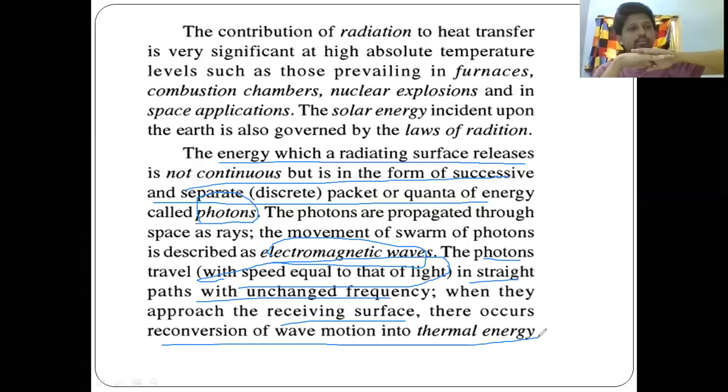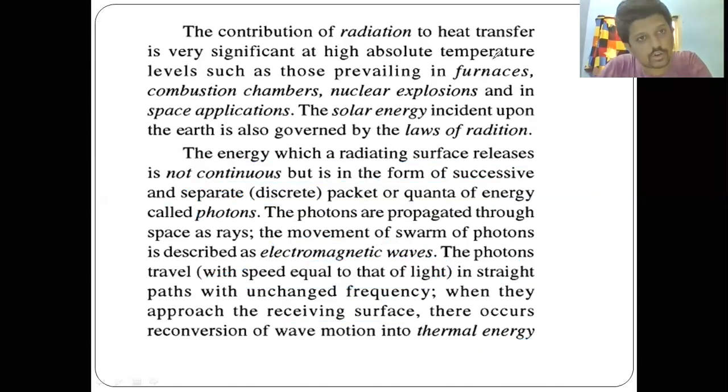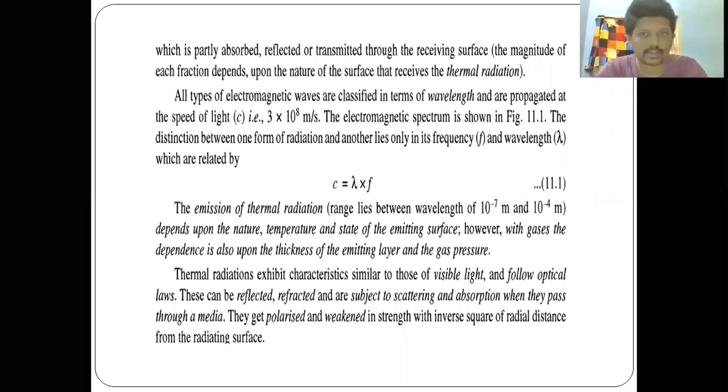It touches or impinges on the radiating surface. Here on the radiating surface, we have some photons. Now these photons get excited. They propagate into the space in the form of waves. These waves are electromagnetic waves, and they propagate with a velocity equal to light, and they reach the receiving surface. And here the receiving surface will convert this wave motion into thermal energy, that means in the form of heat. This is how we convert the light energy from the sun to thermal energy. This is an example of radiation which is happening.